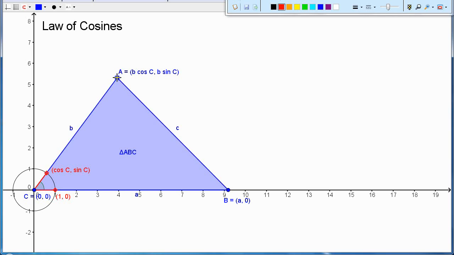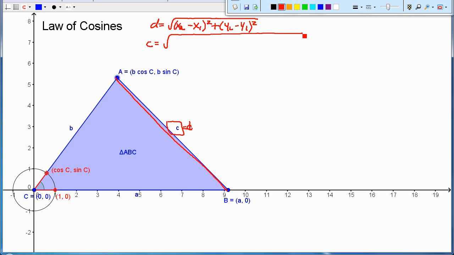Why is that important? Well, our goal here is to find the distance between A and B, which means we're going to try to find the value of c. To do that, I can go back to the distance formula, which is d equals the square root of x2 minus x1 quantity squared, plus y2 minus y1 quantity squared. Except my distance isn't going to be d, it's going to be c. So I'm going to put in c here.